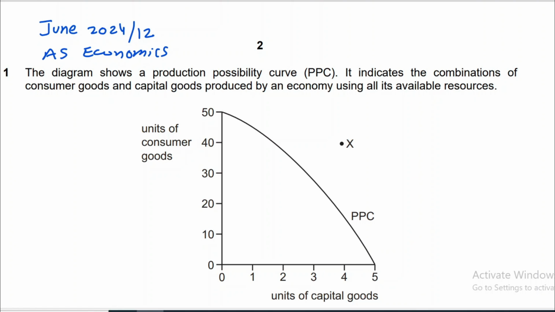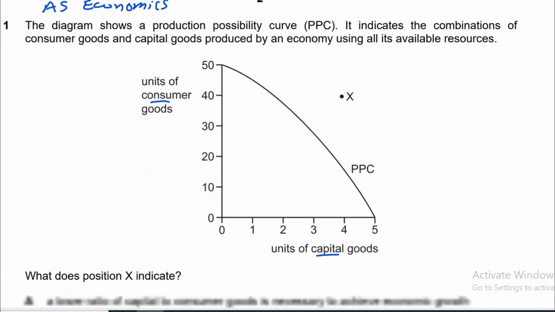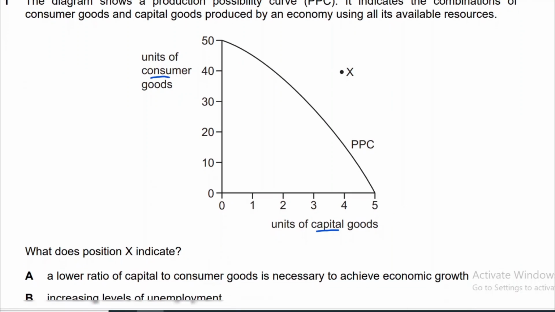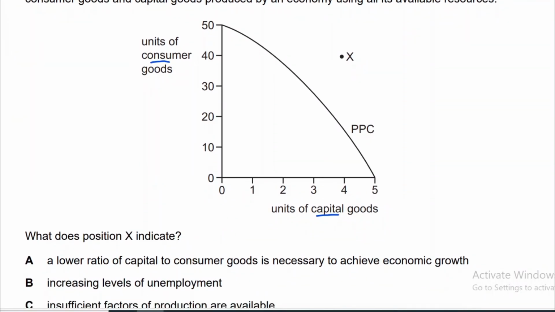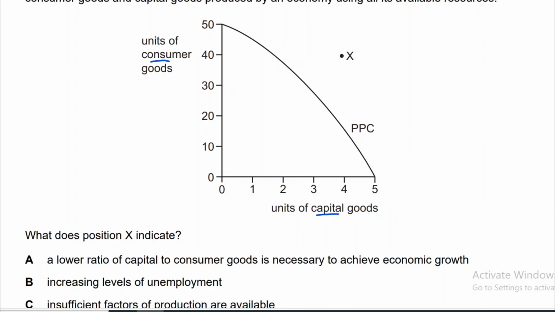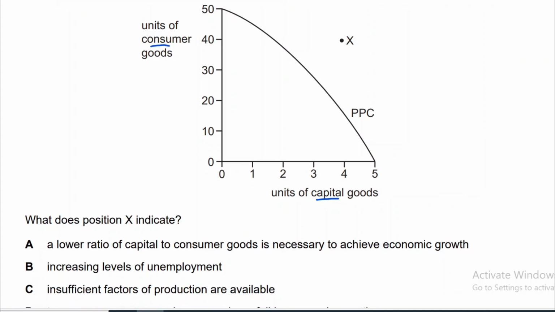Okay, so this is a production possibility curve, and on Y we have consumer goods and on X we have capital goods, right? So if the producer wants to produce more capital goods, then definitely he will have to sacrifice consumer goods. So this is shown with a PPC diagram, and the question says, what does option X indicate?